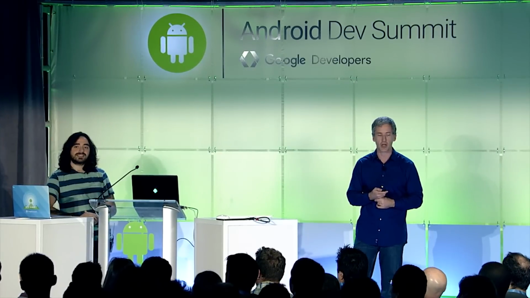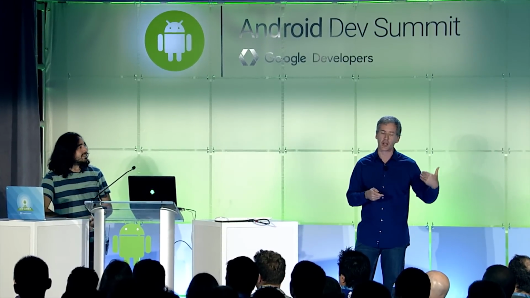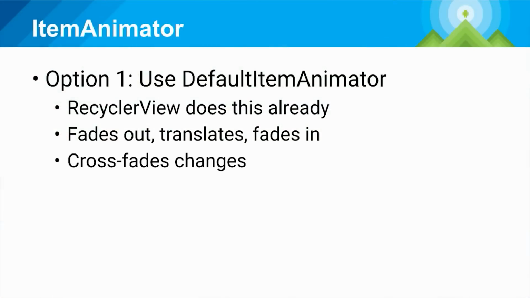That's clever naming. We think a lot about APIs on the Android team. Then go ahead and use it. And you could at least start from there and then start customizing as you see fit for some specialized animations. So it does fade out and translate, and it fades in, and it crossfades changes.